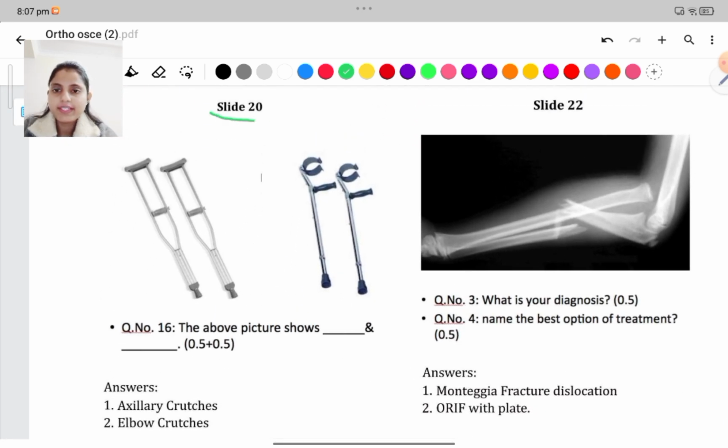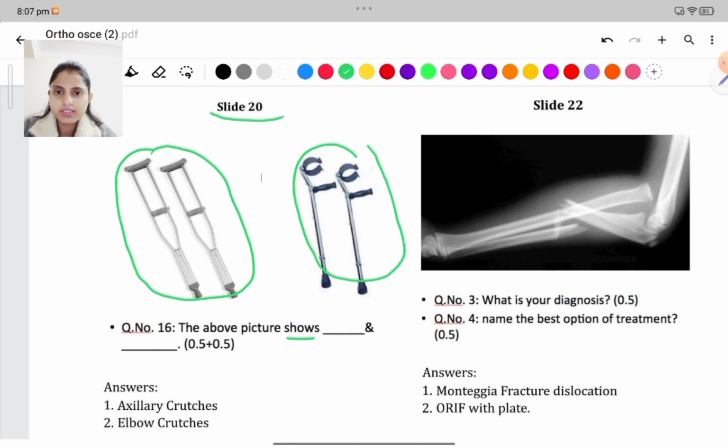Question number 20. The above picture shows the axillary crutch and this is the elbow crutch.